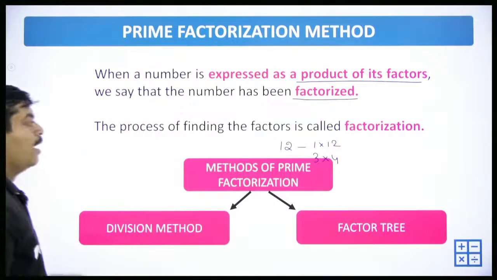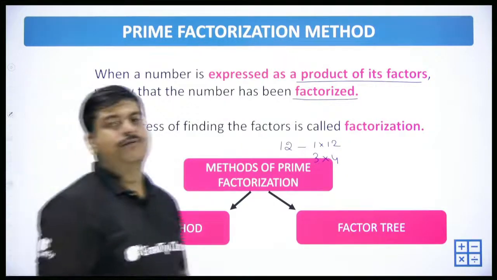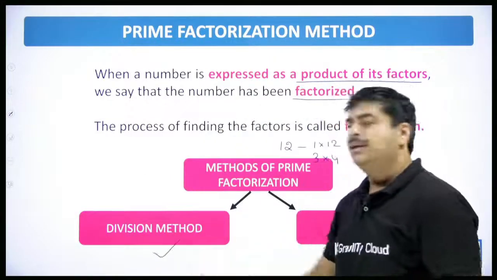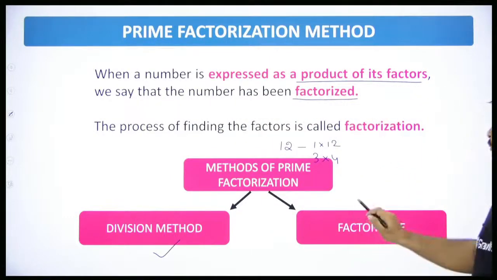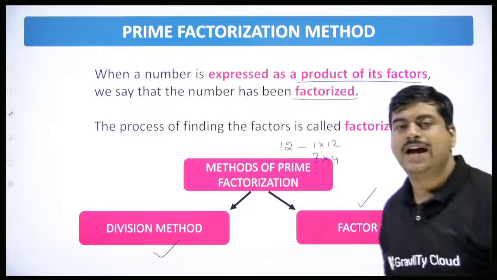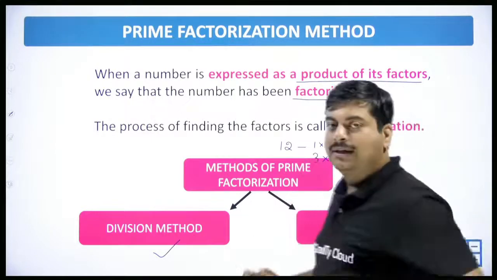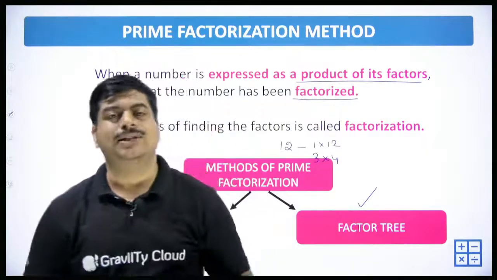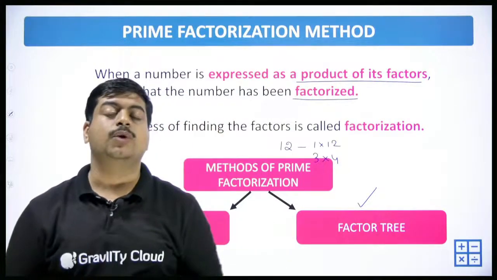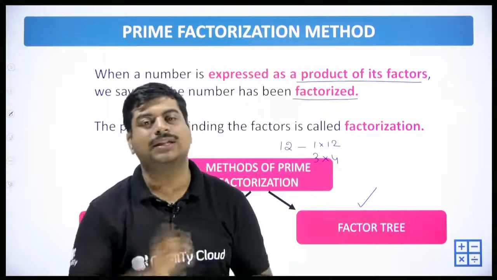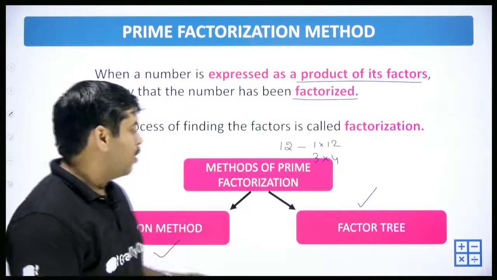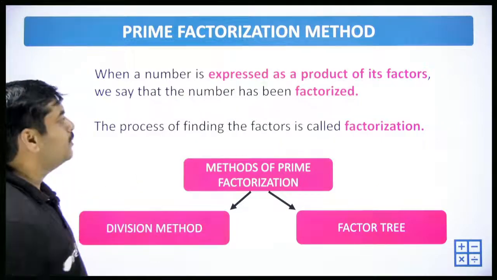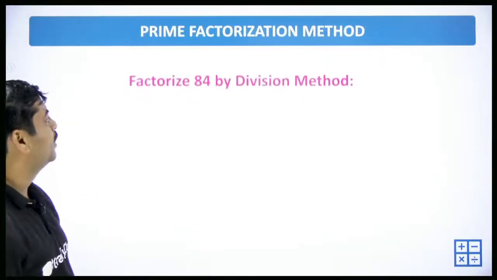Okay, and in the methods of prime factorization, we'll be discussing two methods. One through the division method and the other through a factor tree. We find the factors and here we divide the numbers with some prime number. So there is a difference between these two, but both of them will give you the same answer at the end. One is the division method and the other is a factor tree.